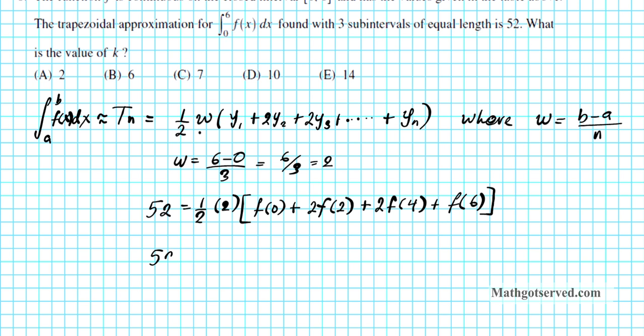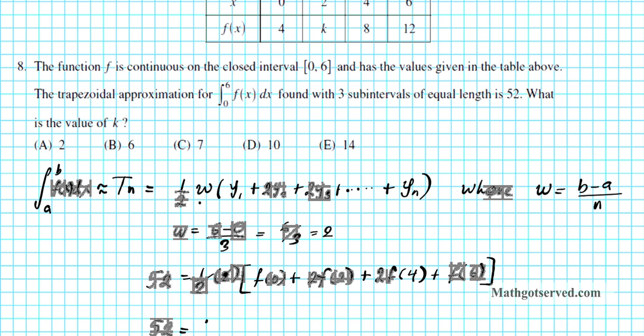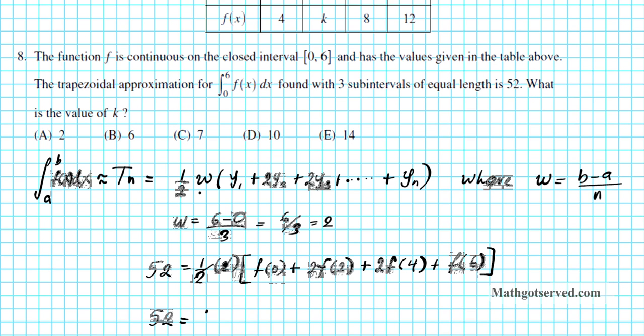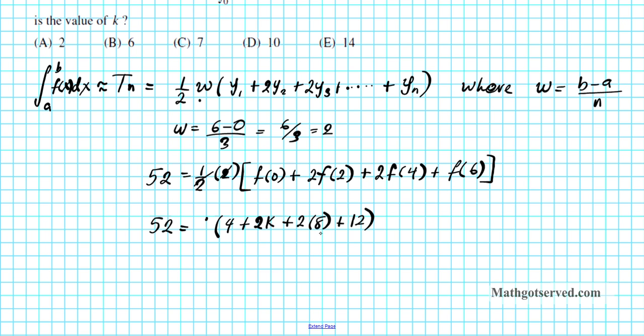So you have 52 equals, these two cancel out, and then we need to consult the chart. F of 0 is 4. Scroll down a little bit. F of 0 is 4 plus f of 2 is k, so it's 2 times k, plus 2 times f of 4 is 8, plus f of 6, which is 12. So now we just have this resulting algebraic equation. If we solve it for k, that should be our answer.